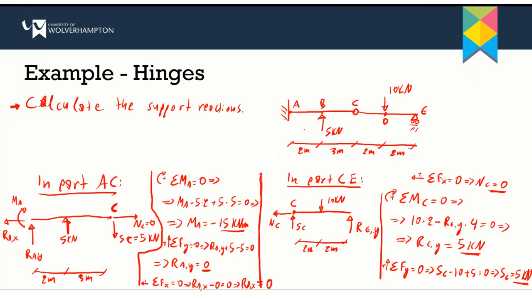So as you can see, I was able to calculate the support reactions for the whole structure, even though I have more than 3 support reactions. Is there any question over here in this example? I know that it might be a bit rushed, but yeah, feel free to ask, please.